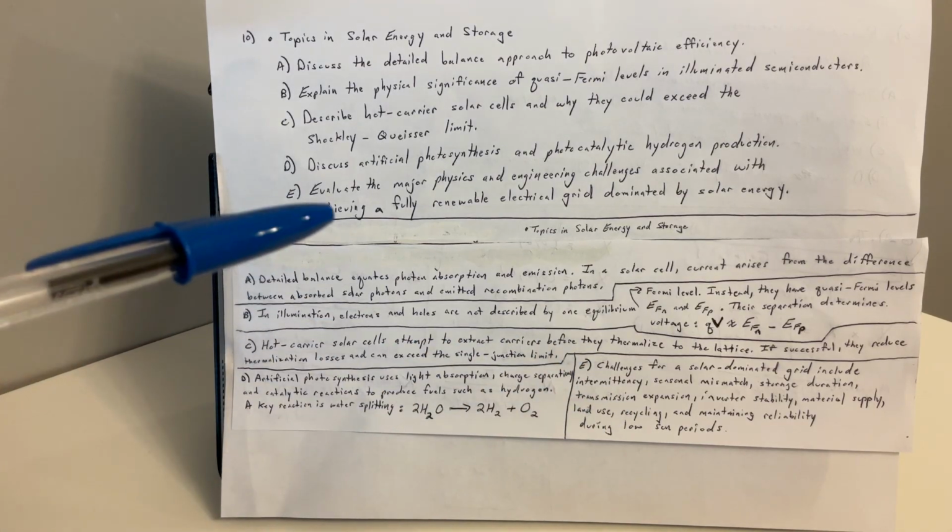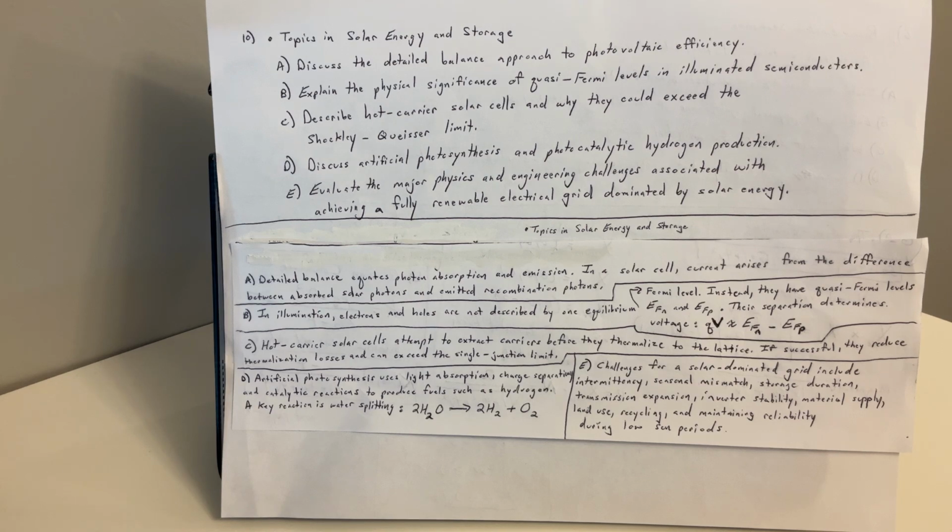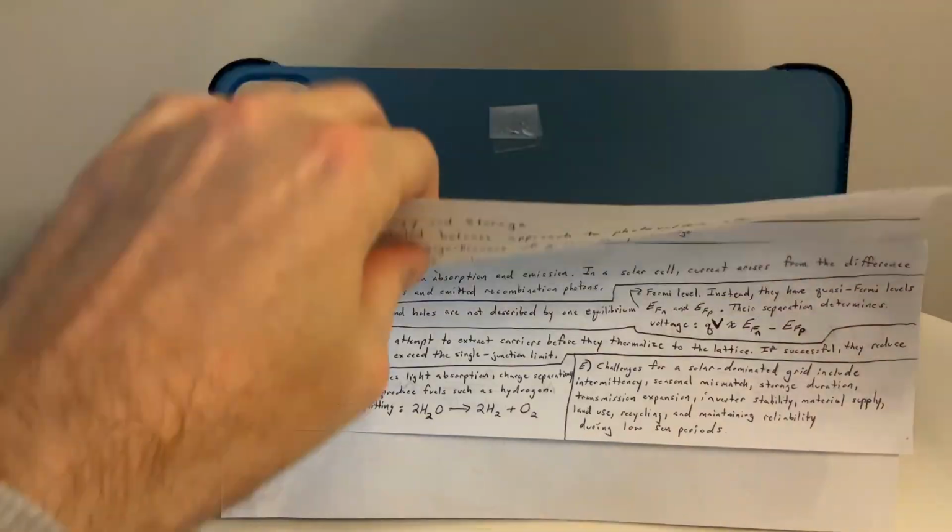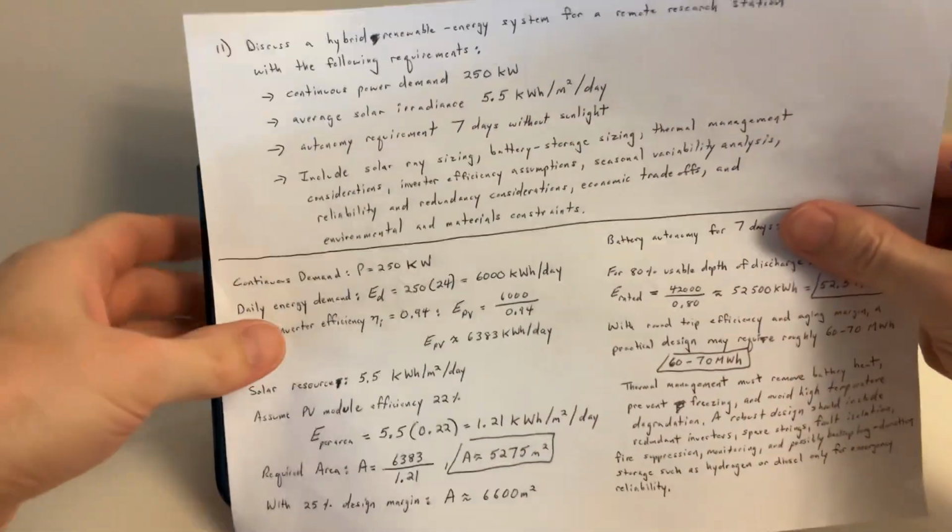In letter E, evaluate the major physics and engineering challenges associated with achieving a fully renewable electrical grid dominated by solar energy. Well, you could write quite a lot about this. This is a condensed version. Challenges for a solar-dominated grid include intermittency, seasonal mismatch, storage duration, transmission expansion, inverter stability, material supply, land use, recycling, and maintaining reliability during low sun periods. And that's all for number 10, and we'll move on to number 11.